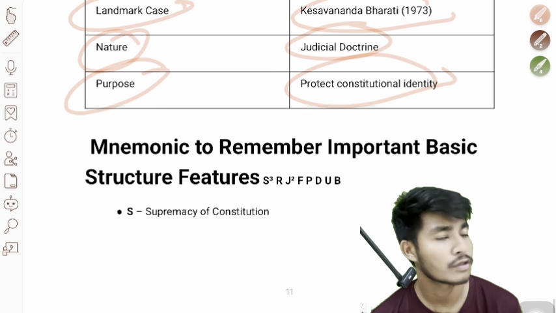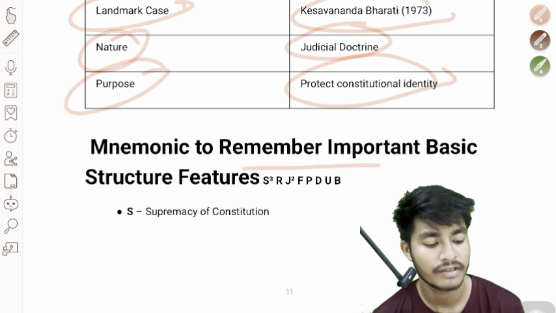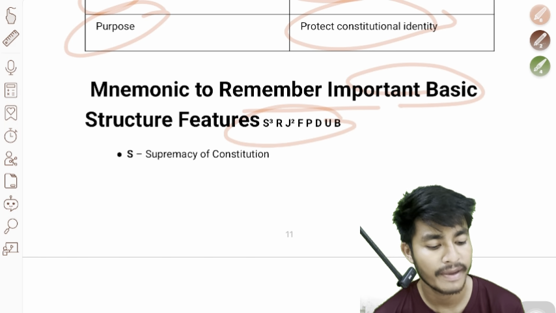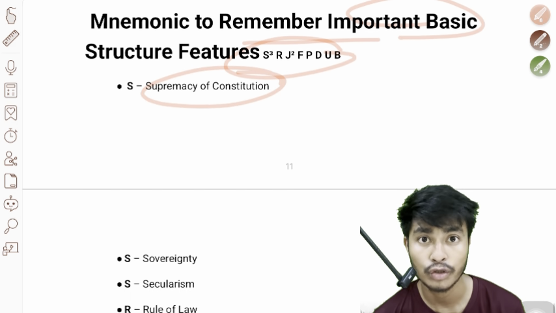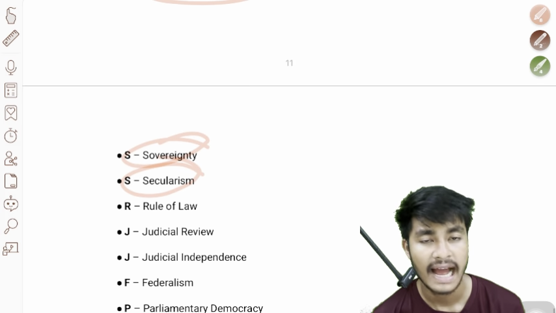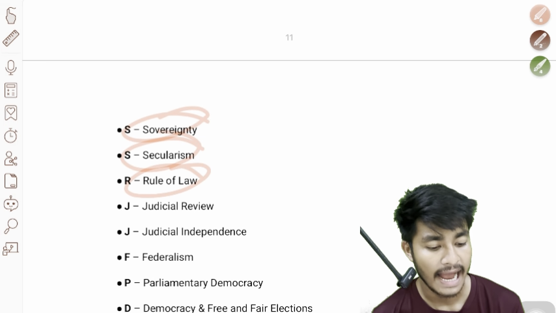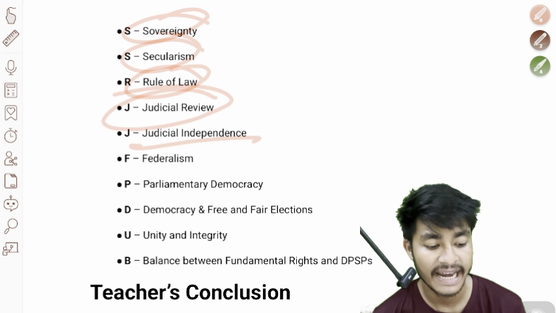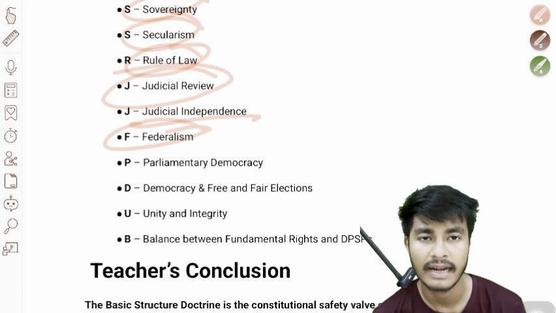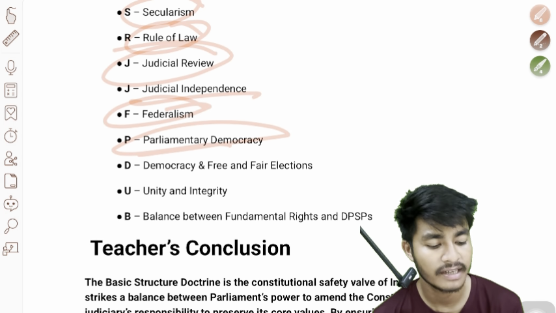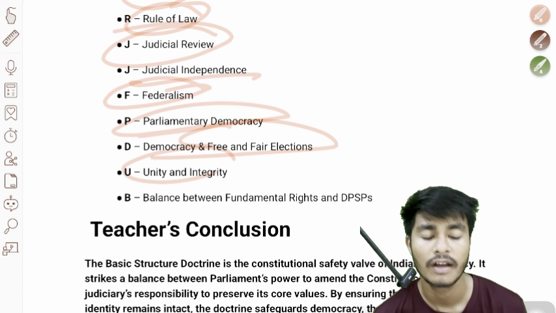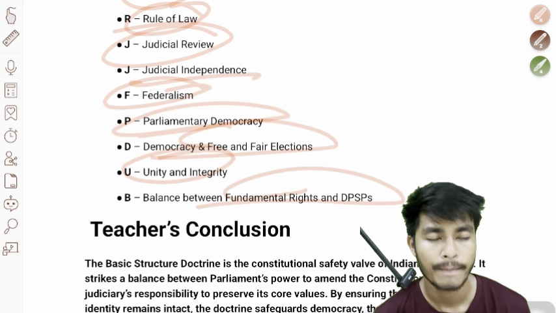Mnemonic to remember basic structure features: S3 R J2 F P D U B. So S for supremacy of the Constitution, S for sovereignty, S for secularism, and R stands for rule of law, and J stands for judicial review, and J again stands for judicial independence, and F stands for federalism, and P stands for parliamentary democracy, and D stands for democracy and free and fair elections, and U stands for unity and integrity, and B stands for balance between fundamental rights and DPSPs.